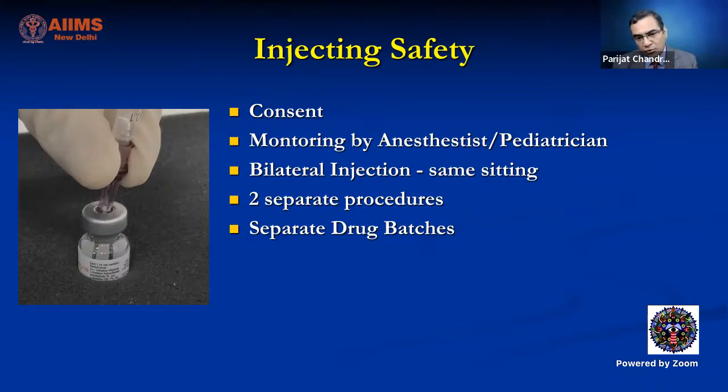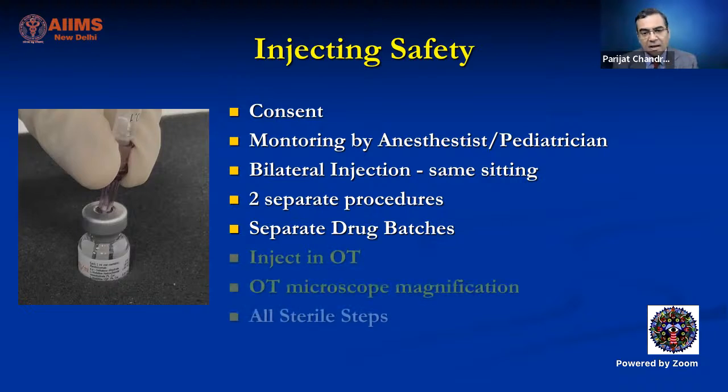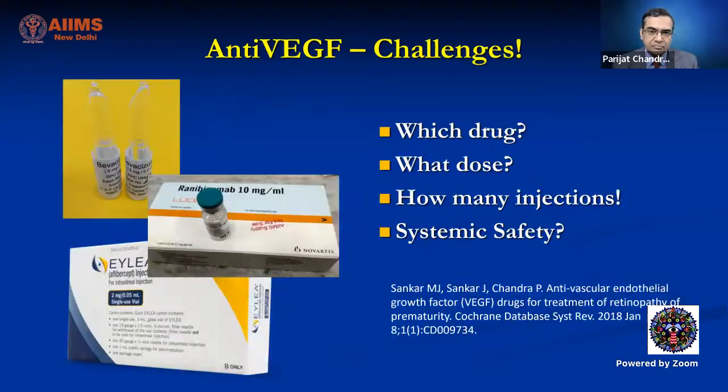We try to use two separate drug batches if possible. And we always inject in the operation theatre, although a lot of our colleagues do like to inject in the NICU, but I feel injecting in the operation theatre is always better. It gives you the sterile environment, it allows proper monitoring by a pediatrician or anesthetist, and the OT microscope gives you excellent magnification, so you inject in the right plane and in a more controlled environment, which is not possible if you just go in the NICU and start injecting these babies. Although I understand there are a lot of limitations and other people might not be able to inject in the OT for whatever logistic constraints, this is how we like to do it.